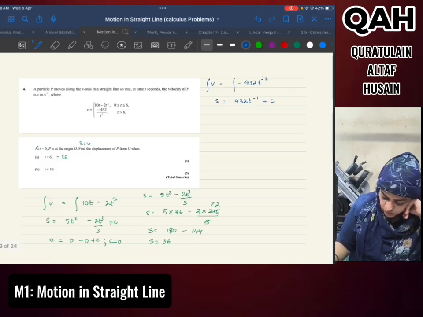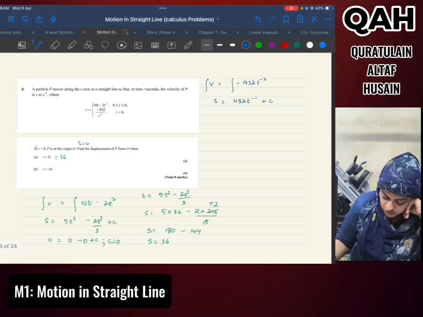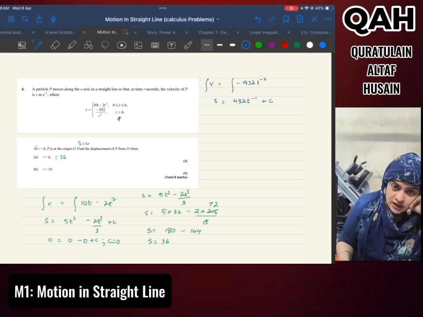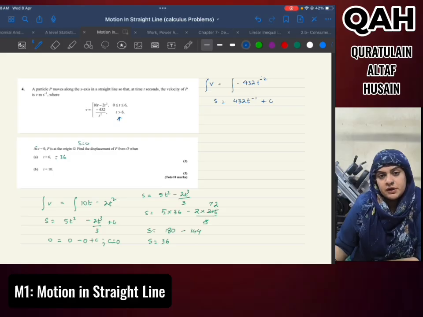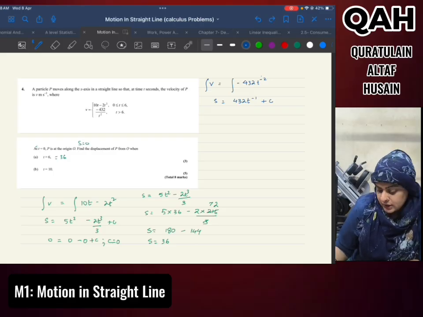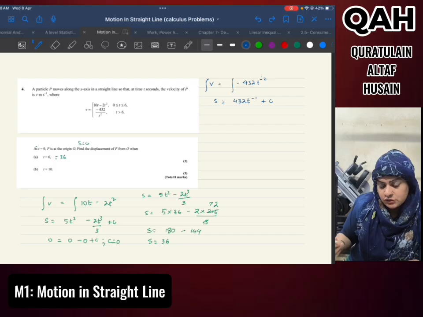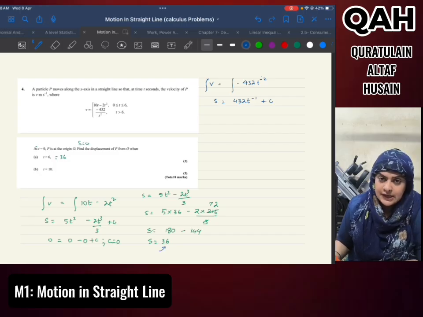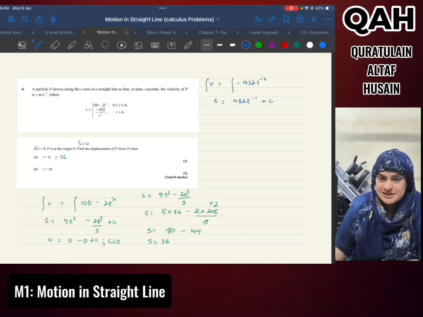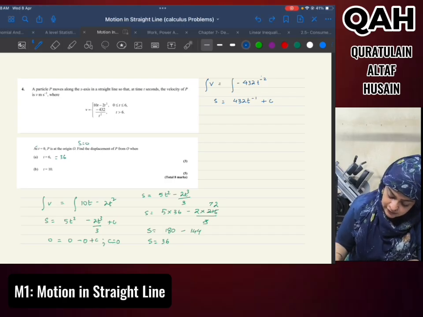Right? Now we want to find the constant of integration. Are we going to use t is equal to 0 for this one? No, because this equation is for t greater than 6. So what are we going to do? We know when t is equal to 6, s is equal to 36. We have already calculated it. So we can use this 36 to calculate c.